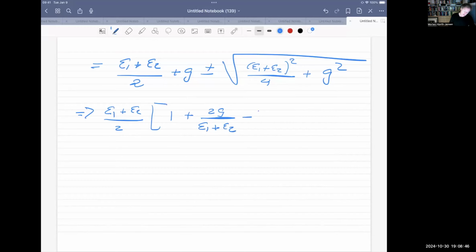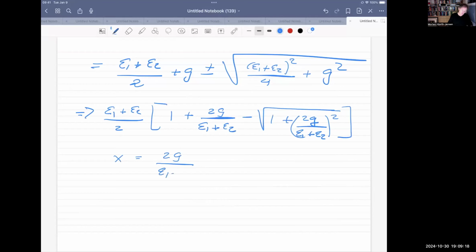And then we can rewrite everything here as 1 plus, and then I'm going to have a g, and this is now multiplied by a factor of 2 here, divided by epsilon 1 plus epsilon 2, and this term is obviously squared. This is our expansion, which we now are going to Taylor expand. So if we define x in terms of 2g over epsilon 1 plus epsilon 2, squared, then we can use the standard general binomial formula and simply perform an expansion.